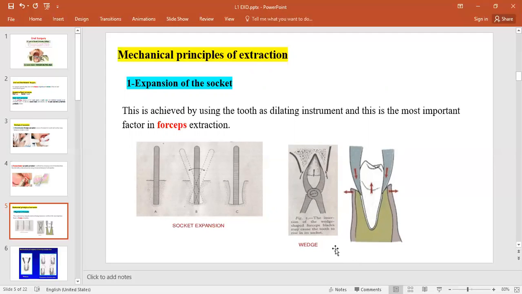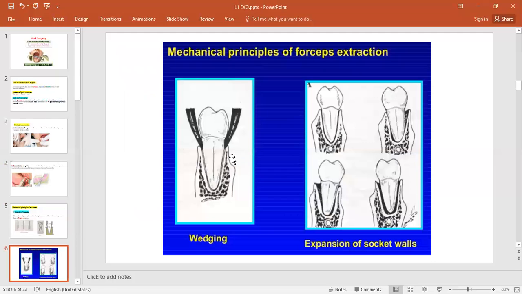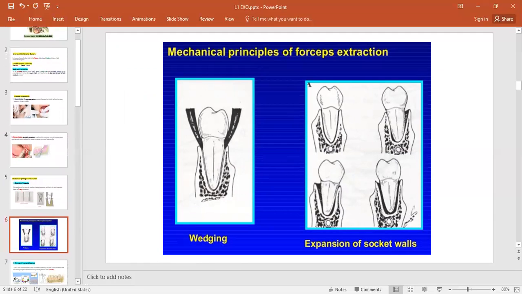Also, another principle is the wedge. We put the blade of the forceps between the alveolar bone and the tooth, so the tooth can be extracted. Here is the same picture for the mechanical wedge, as a wedging or expansion of the socket.